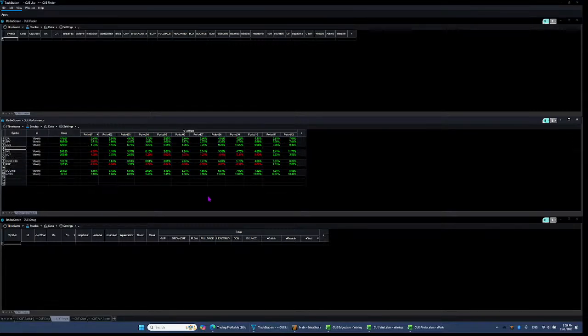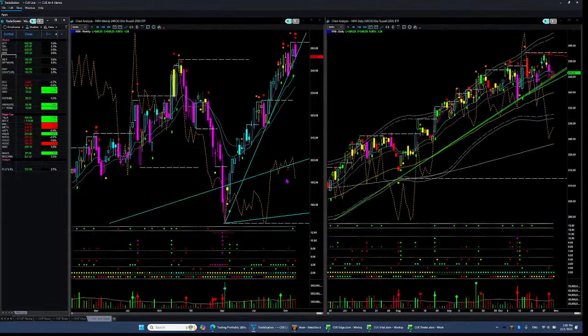For the week again, large cap, equal weighted, mid cap, small cap, everything was down. That is not a bullish market. But of course, if we look at the market ETFs, it will tell a different story.